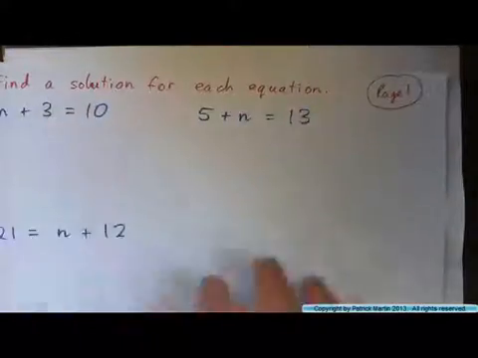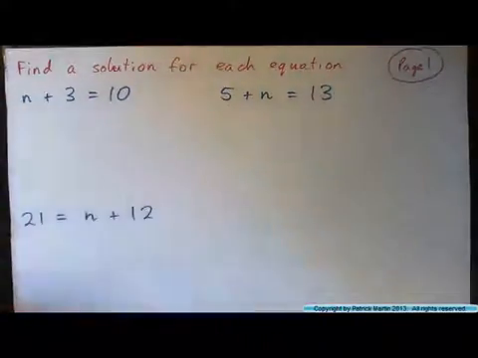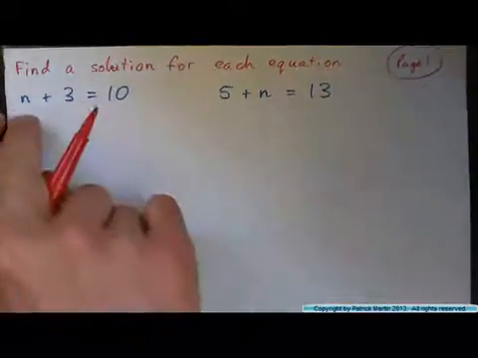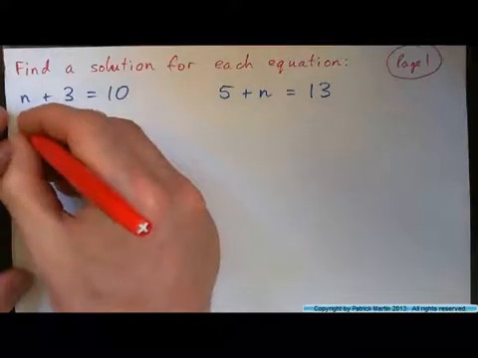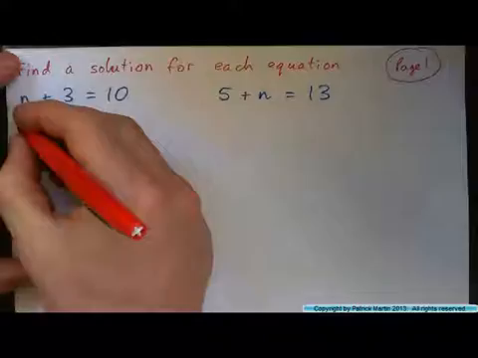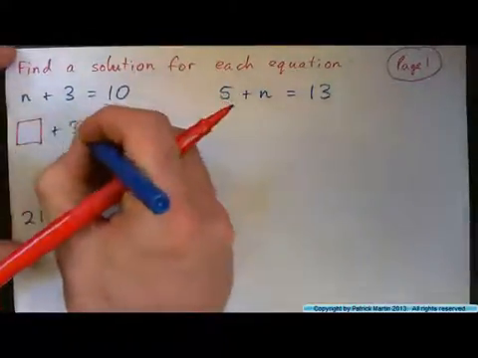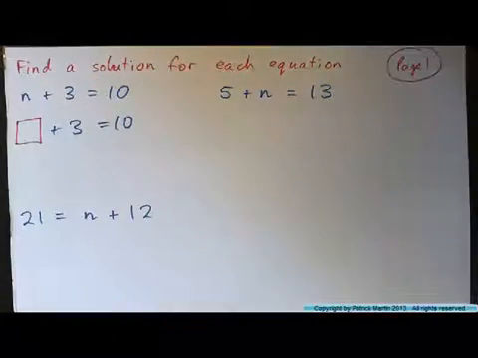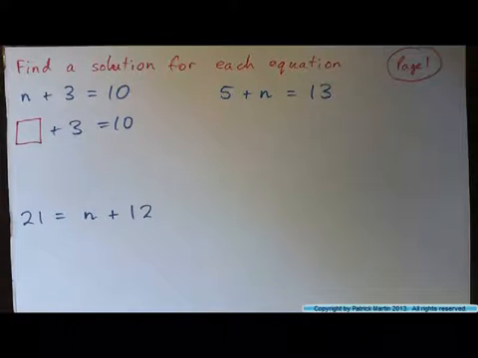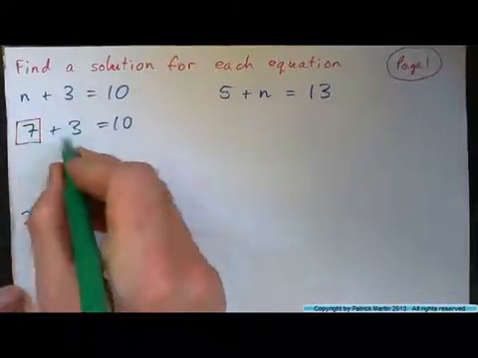Okay, so n plus 3 equals 10. What is the answer? Now what this means is, what is n? Remember that letters are simply used as placeholders. So it's kind of like saying box plus 3 equals 10. What number would you stick in the box to make that equation correct? You would stick in the number 7, right? Because 7 and 3 is 10.